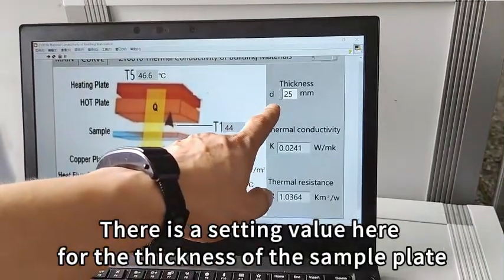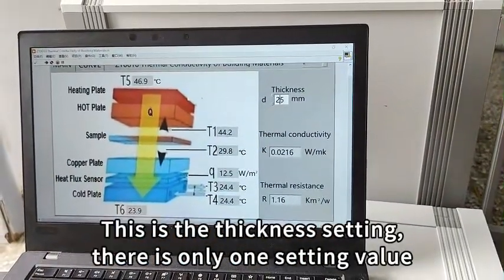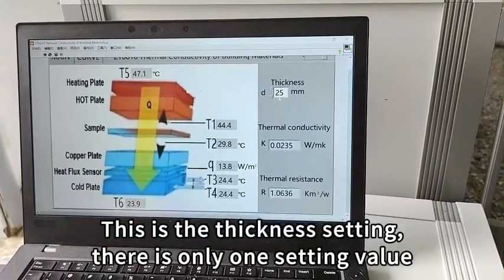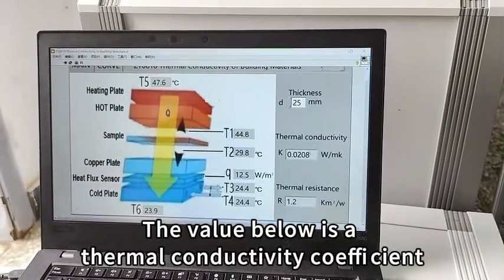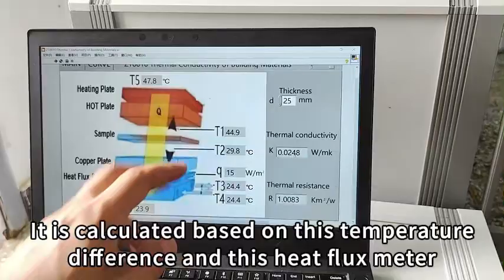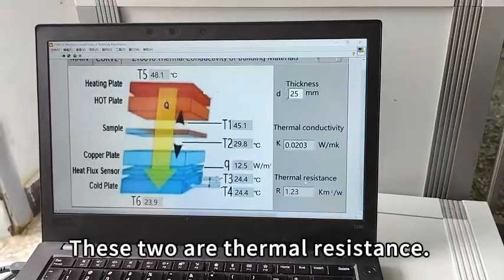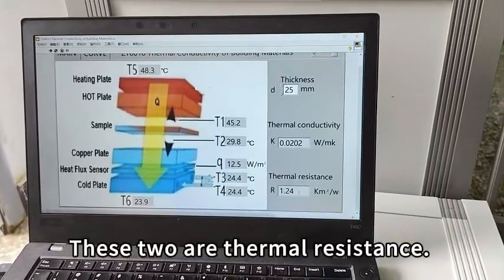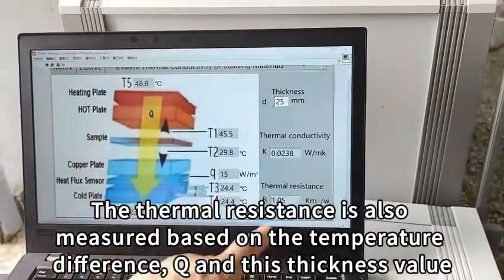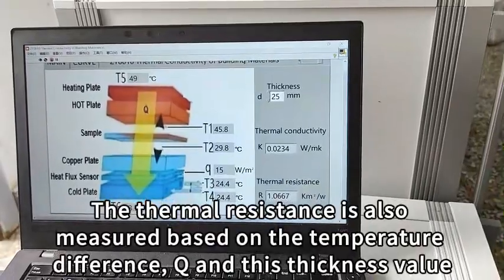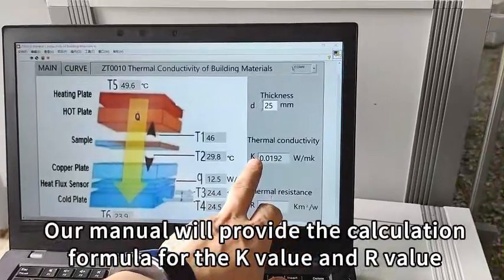There is a setting value here for the thickness of the sample plate. Be sure to set this thickness every time you change the sample. This is the thickness setting. There is only one setting value. The value below is a thermal conductivity coefficient. It is calculated based on this temperature difference and this heat flux meter. These two are thermal resistance. The thermal resistance is also measured based on the temperature difference, Q, and this thickness value. Our manual will provide the calculation formula for the K value and R value.